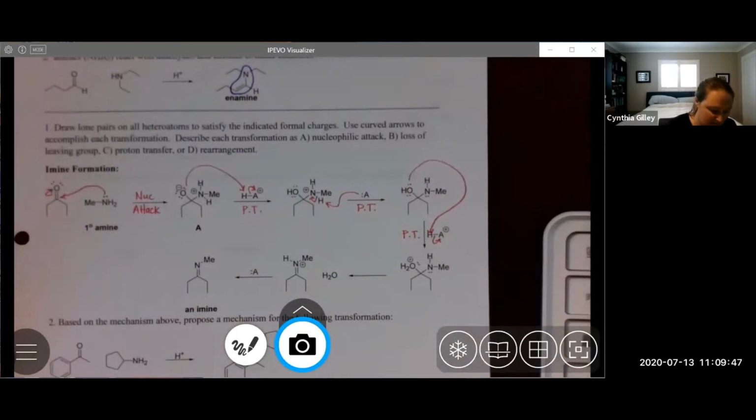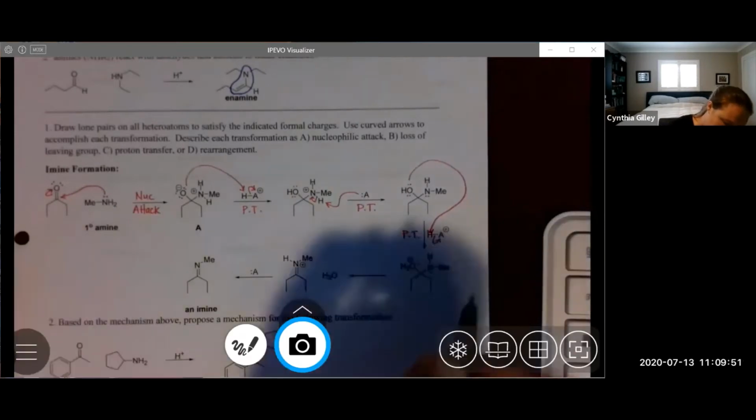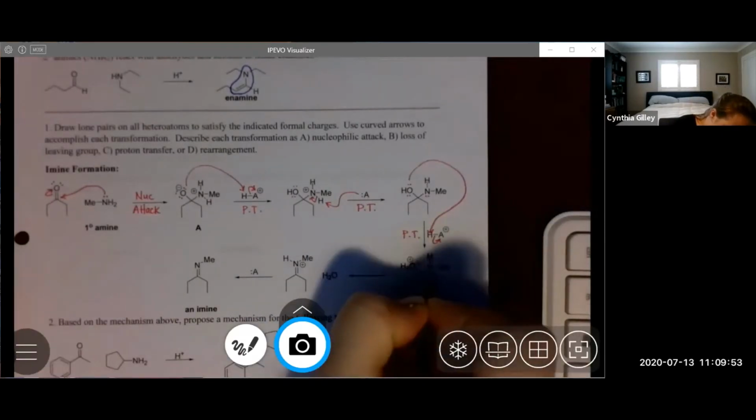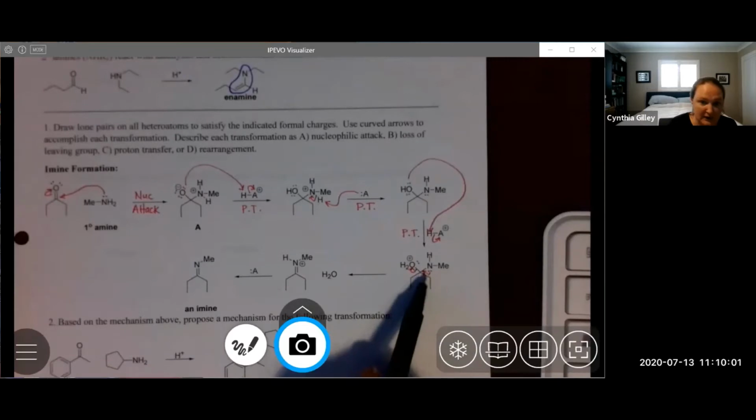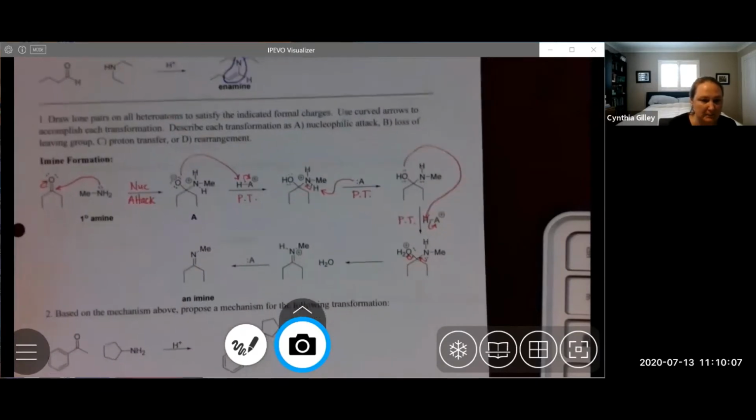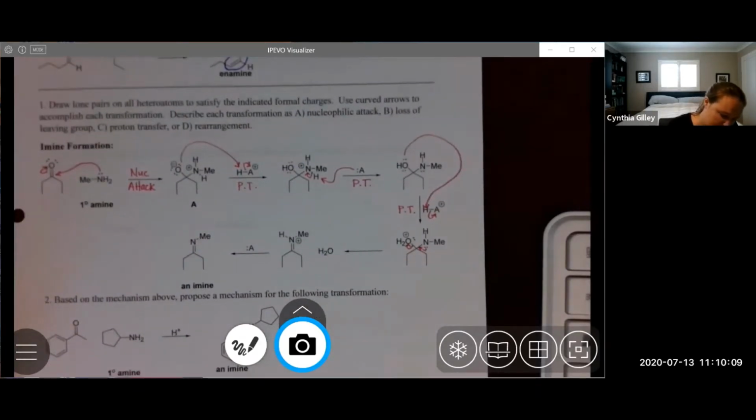Now it's a good leaving group. We can go ahead and kick it out, so we can do loss of a leaving group here. And we go ahead and additionally do this arrow so that we get the most stable resonance contributor directly. And so now we've kicked out water.